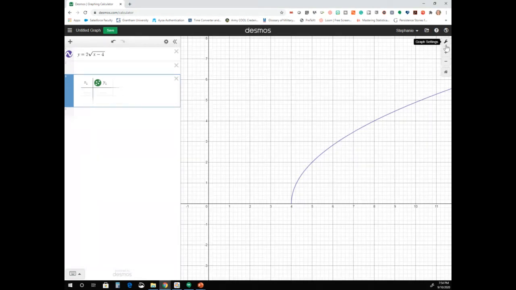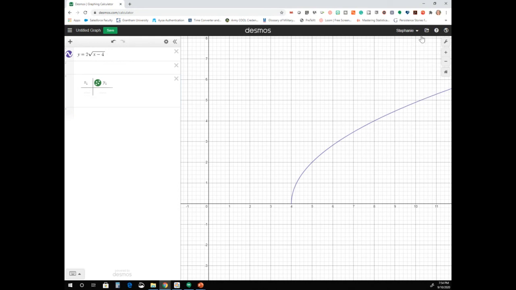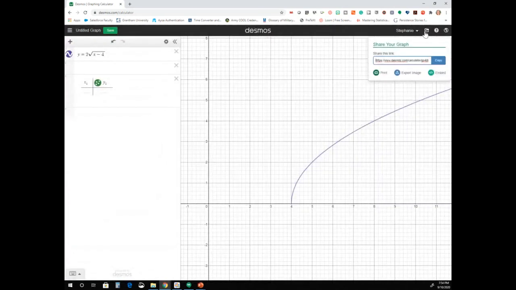This wrench button is where you get to settings, so you can change your window. You can change what it counts by. You can add labels. If you want to save the picture, you can click the share graph part, and then it gives you an HTML link, or you can download a picture of it if you want. There's embed code if you're putting it in a website, but this is going to be really handy as we move forward because there's going to be a lot of graphing going on.